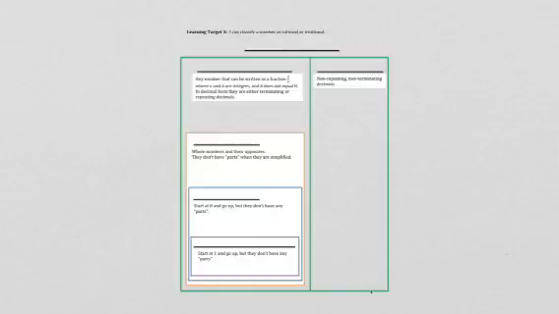Hi there, this video is going to talk about learning target number 3, and that is I can classify a number as rational or irrational. So let's get going. Turning your notes packet to learning target 3, classifying numbers as rational or irrational is our objective for today.